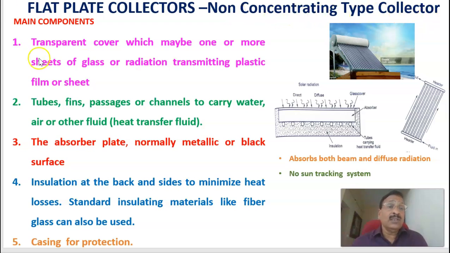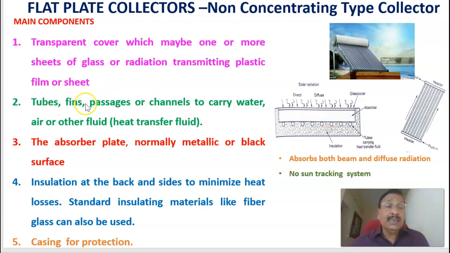The main components of the flat type collector are shown here. The main one is the transport cover, which may be one or more sheets of glass or radiation transmitting plastic film or sheet. That is here, the top. That is the transport cover to transmit the solar radiation into this one.